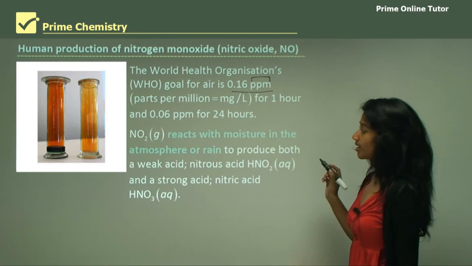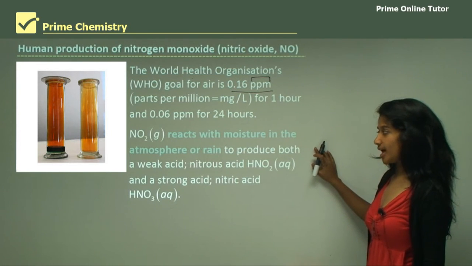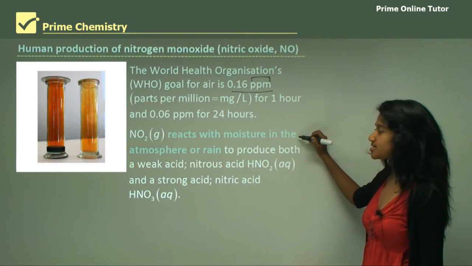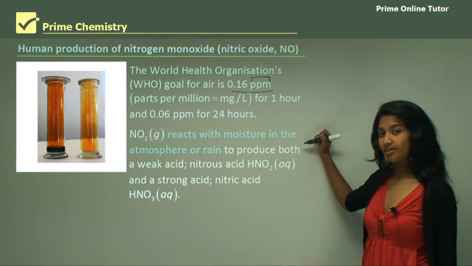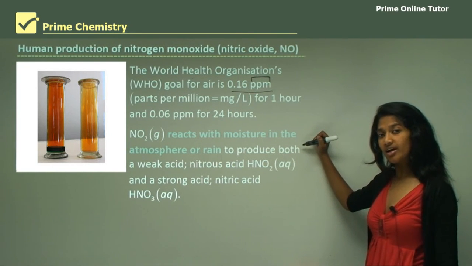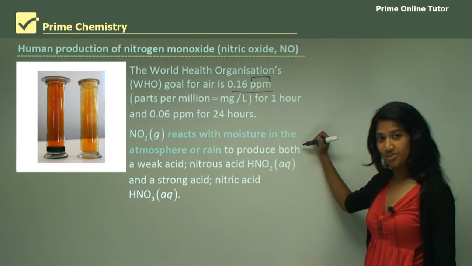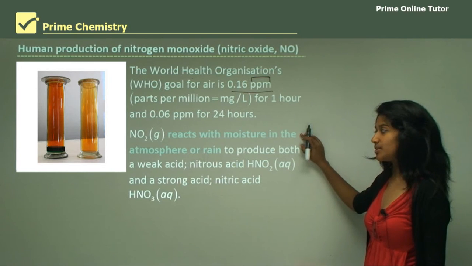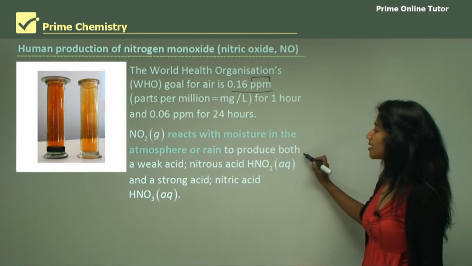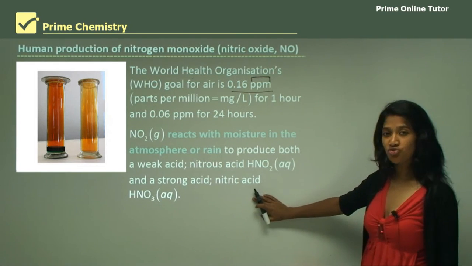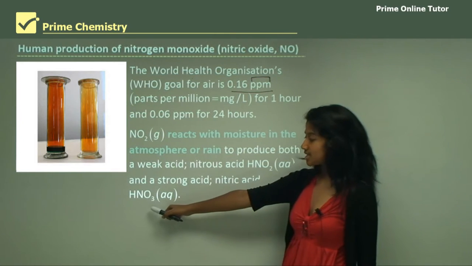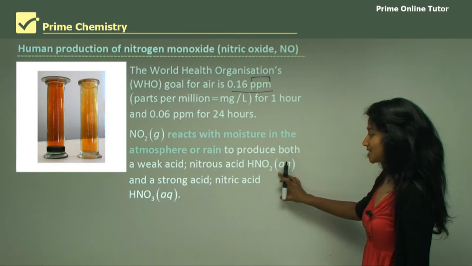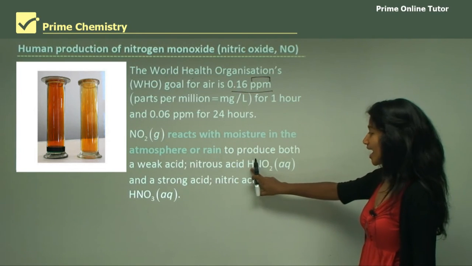Now, nitrogen dioxide reacts with moisture in the atmosphere or rain. Now, this is a similar process to what we learned in sulfur dioxide. Remember, sulfur dioxide does react with the moisture or the water in the air? Well, nitrogen dioxide does a similar thing. It produces a weak acid and also a strong acid. The strong acid is nitric acid, which we have come across before. But the weak acid is nitrous acid, which is HNO2.